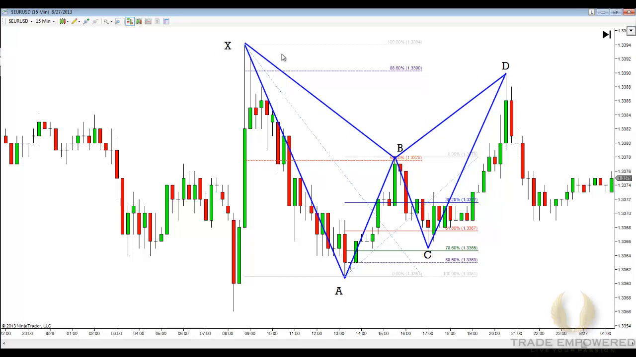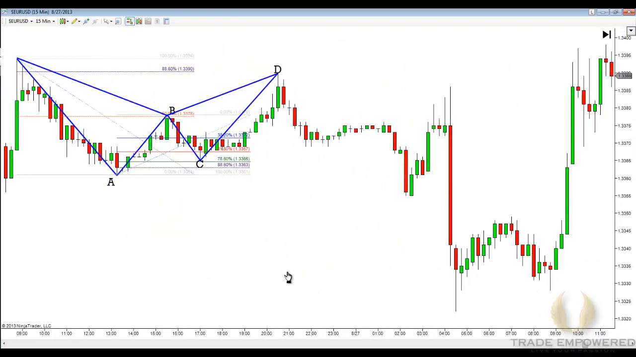Again, X to A, swing high to swing low, 50% retracement for our B leg. Our C leg comes to a minimum of a 382. In this case, it pushes down to the 618 and almost touches the 786, which is fine. And then my D completion point is going to be up here at my 886, which is the same original Fibonacci retracement I took from my X leg to my A leg.